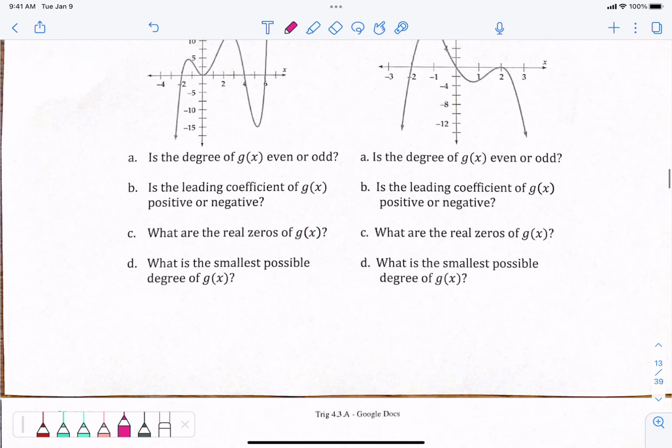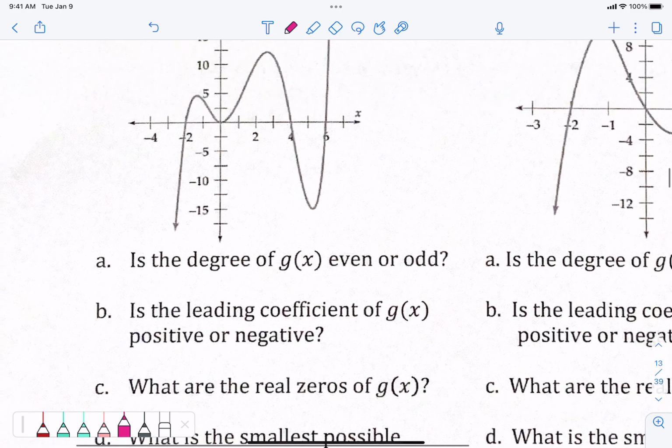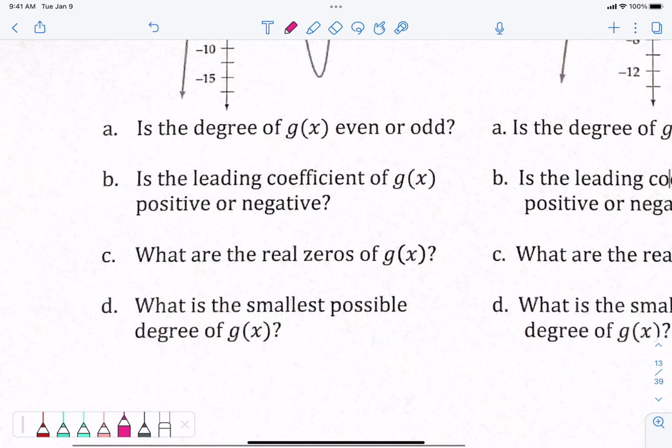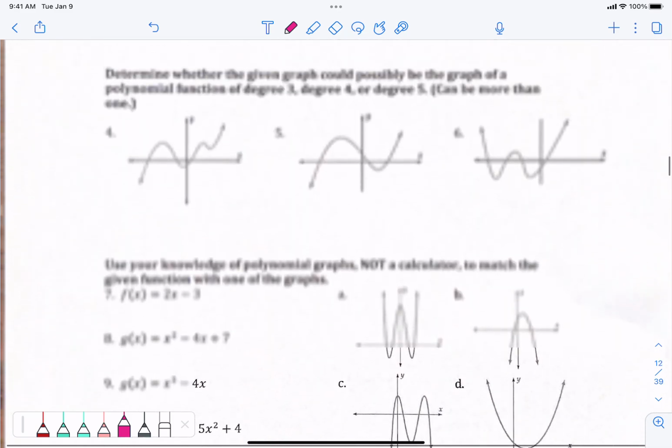Like the last two questions, they baby step you through it. Is this even or odd? Is the leading coefficient positive or negative? What are the zeros? Locate them for me. Does that make sense? Okay, so this shouldn't be too bad. Get a start on this.